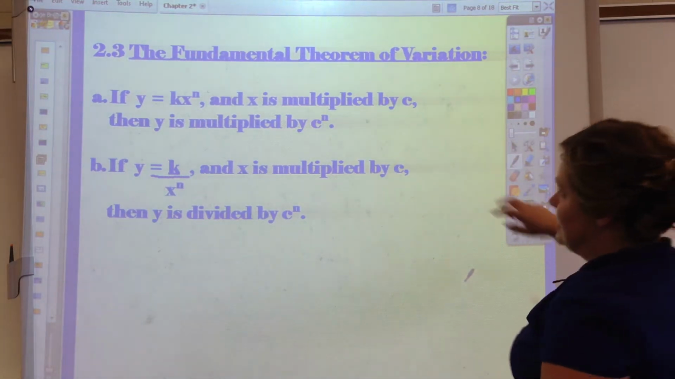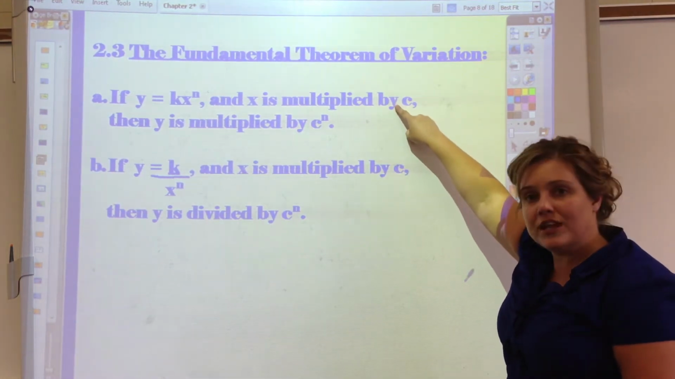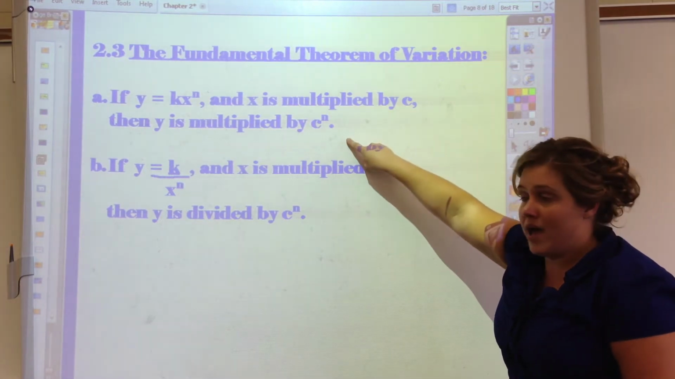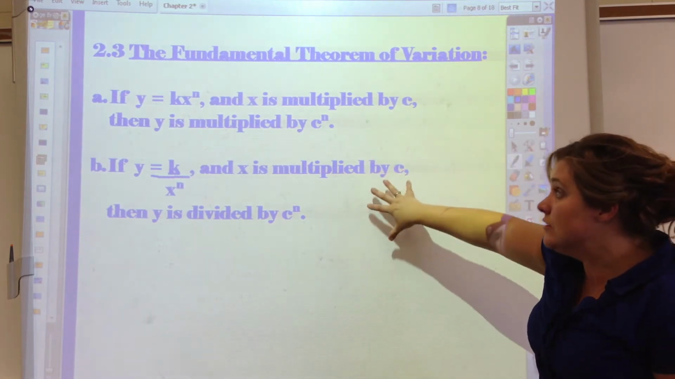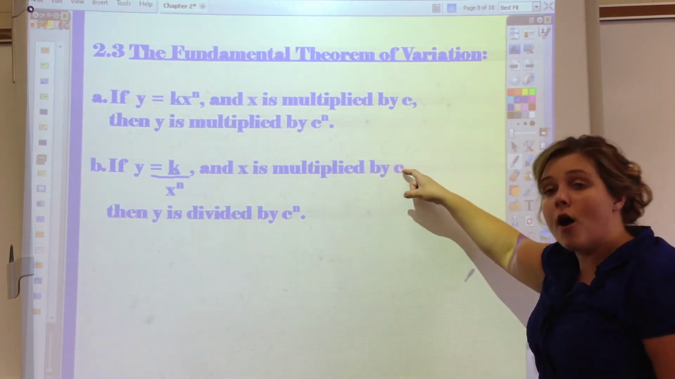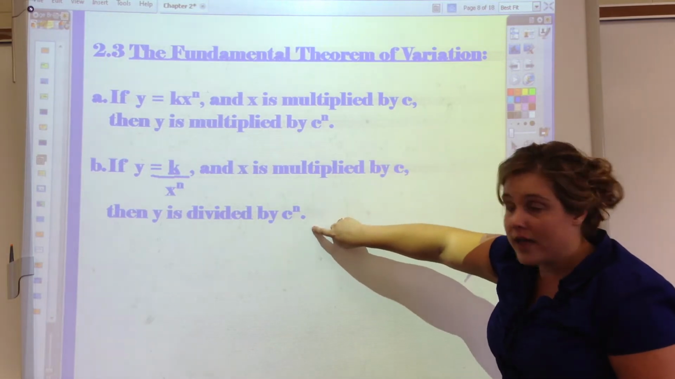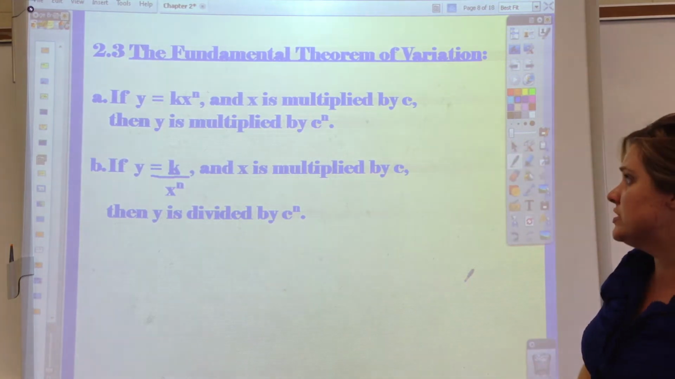What this basically tells us is if we're using direct variation, whatever operation happens to x, whether it be multiplication or division, happens to y. It just happens to the power of n. If it's inverse variation, then whatever operation happens to x, the opposite will happen to y, just by the power of n. And let's walk through two examples together right now.